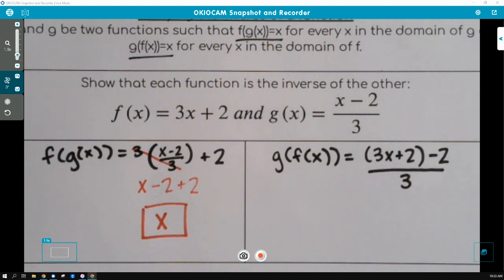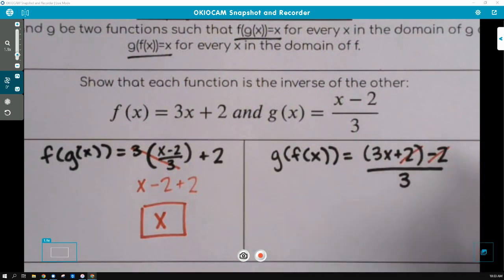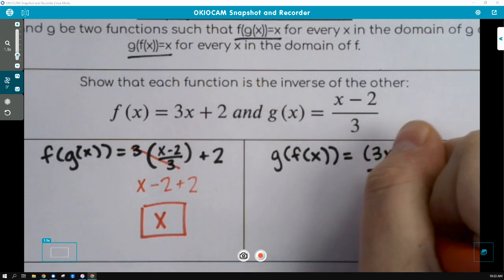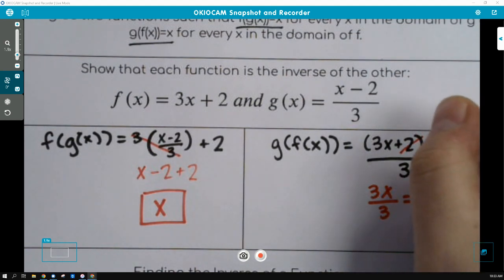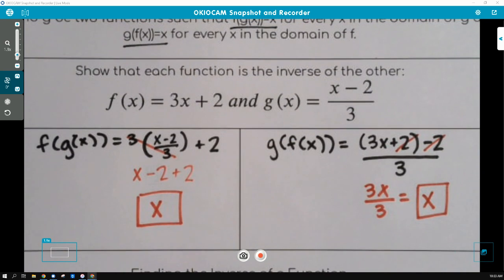I really didn't need those parentheses when I plugged it in because there's nothing to be distributed. So the plus 2 minus 2 can just cancel out, and then I have 3x over 3. And 3x divided by 3 is just x. So we have verified that these are inverse functions. At the end of this, there's going to be a little checkbox, and you check, are they inverses? And the answer is yes. If I were to plug these in and not get x, so if it doesn't simplify down to x, then they are not inverses.